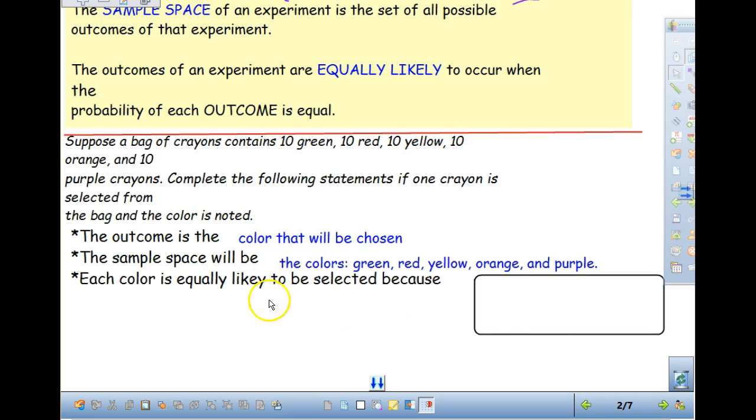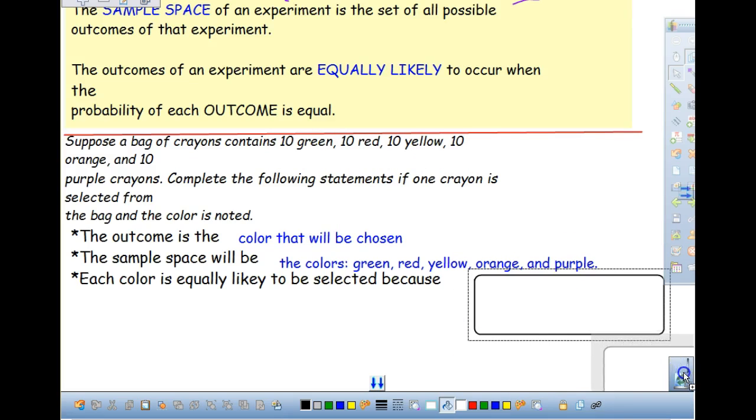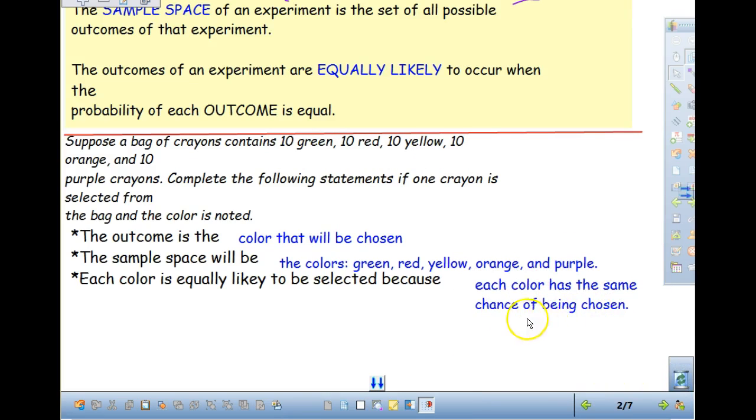Each color in this case is equally likely to be selected because each one has 10. They have an equal number in each one. Each color has the same chance of being chosen, because we have 10 green, 10 red, 10 yellow, 10 orange, and 10 purple. So if I say, what's the probability of choosing a green? We have 10 green out of our total of 50 that we are looking at. Again, if you need to pause it before you go on, please do so.